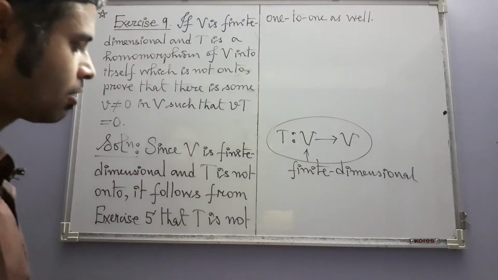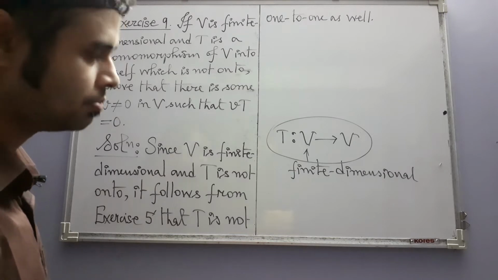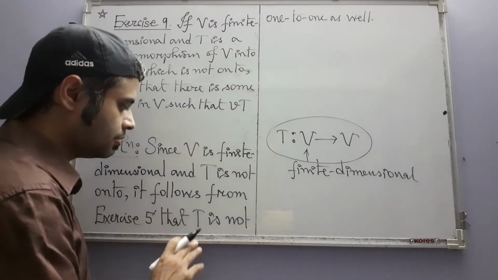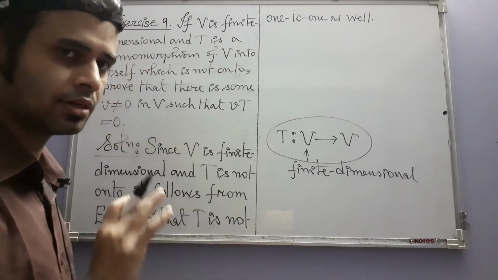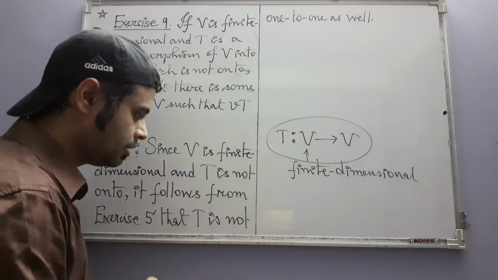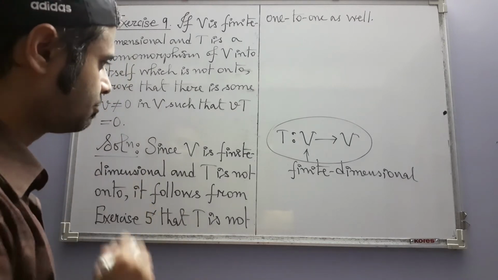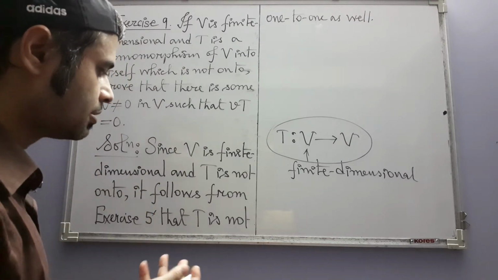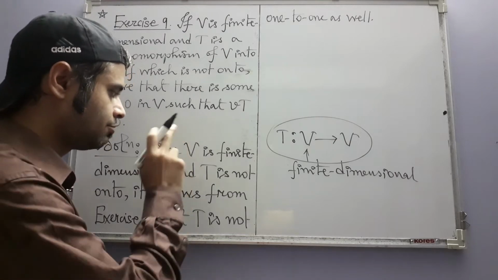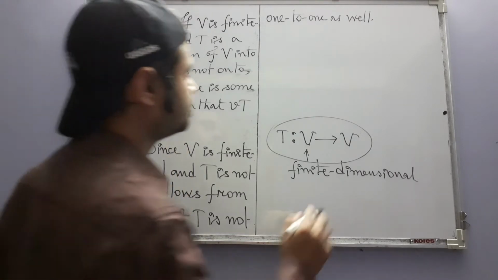So being not 1-to-1 means what? We of course know what being not 1-to-1 means, but apart from the regular meaning, it also means that the kernel of this homomorphism T is a non-trivial subspace of V. And what that means is that there is at least one vector in that kernel which is different from 0.